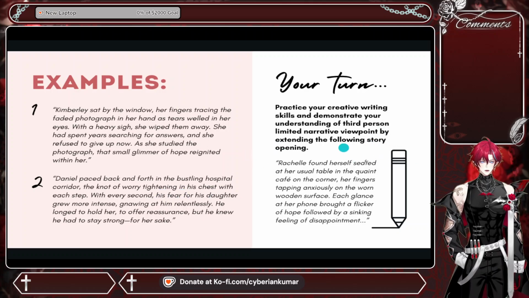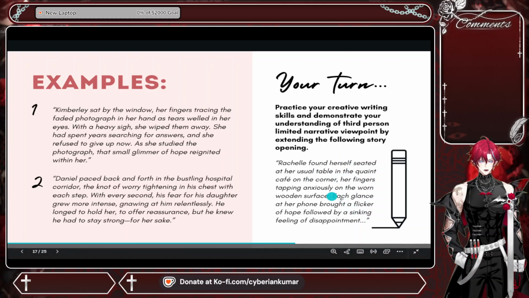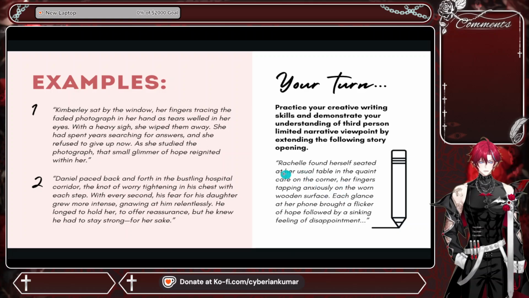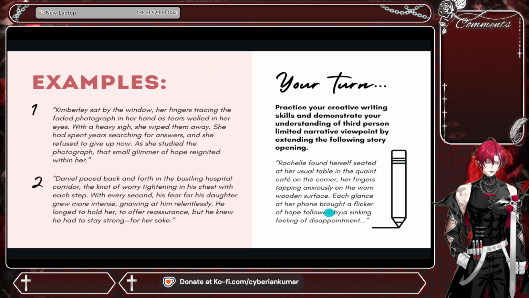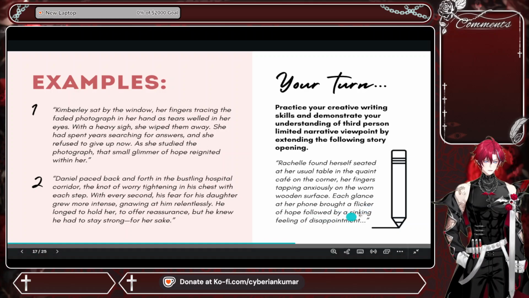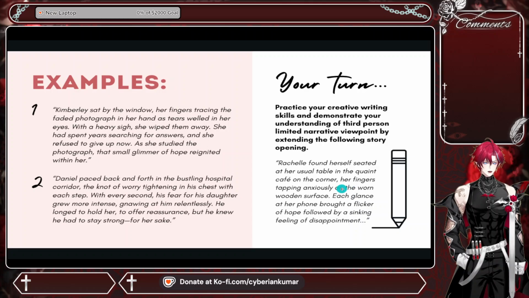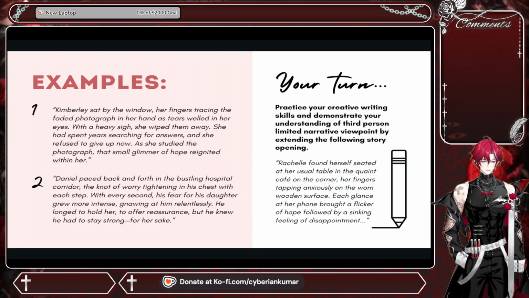This is the practice turn in here. This is your turn now. I've written the starting of this passage. Now you try to complete this passage and see how it forms. So this is the passage. Rachel found herself seated at her usual table in a quaint cafe on the corner, her fingers tapping anxiously on the worn wooden surface. Each glance at her phone brought a flicker of hope, followed by a sinking feeling of disappointment. So you see, I'm focusing on Rachel. Try to see where you can get with this passage and what you can portray in it. Okay.